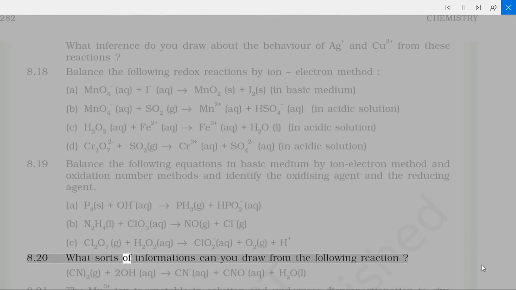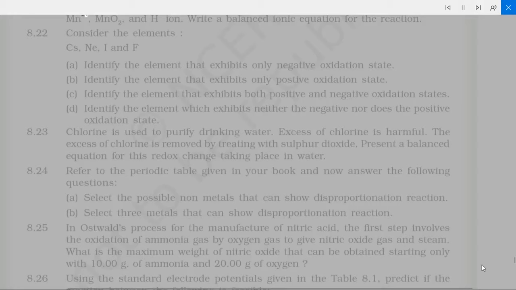8.20 What sorts of information can you draw from the following reaction? (CN)2(g) + 2OH^-(aq) → CN^-(aq) + CNO^-(aq) + H2O(l). 8.21 The Mn3+ ion is unstable in solution and undergoes disproportionation to give Mn2+, MnO2 and H+ ion. Write a balanced ionic equation for the reaction.